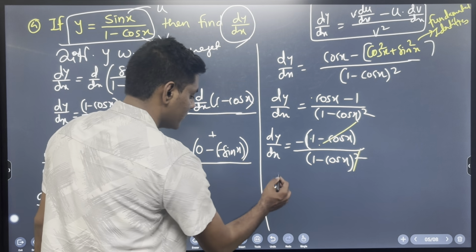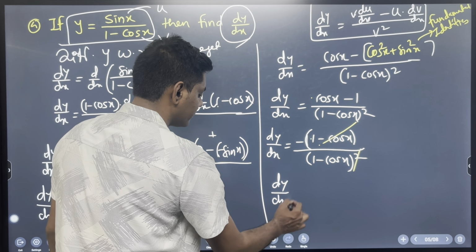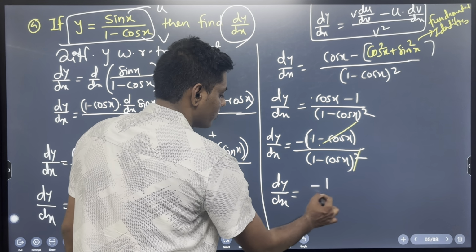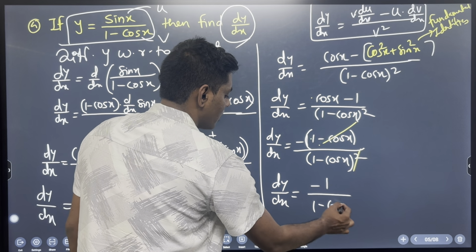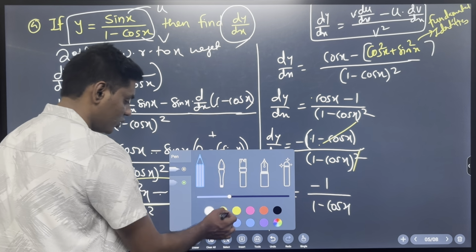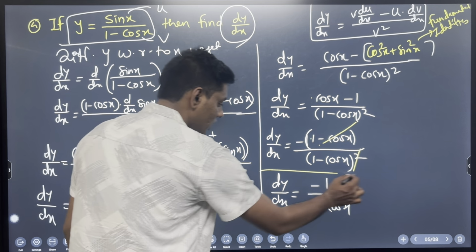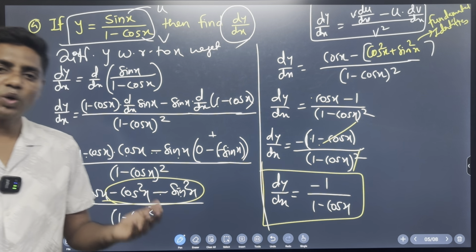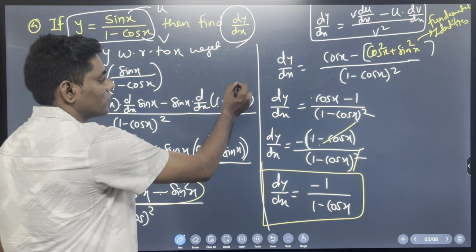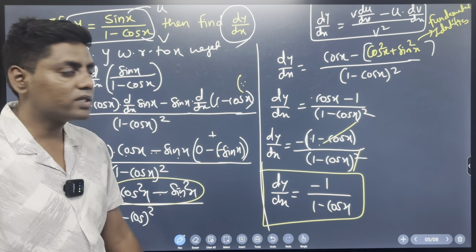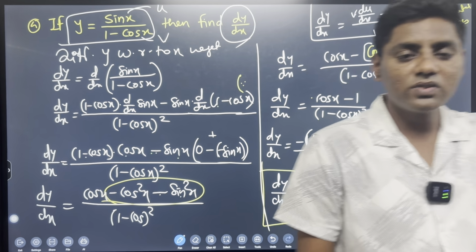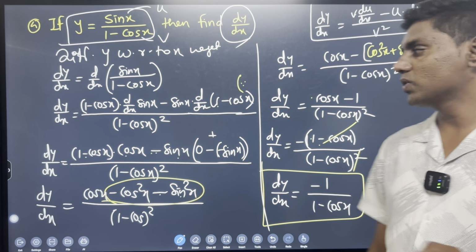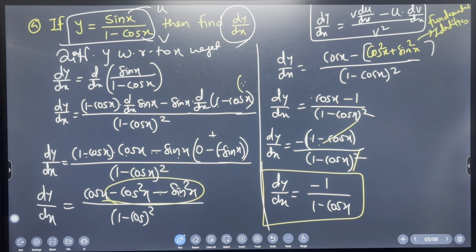So the remaining answer is dy by dx equal to minus 1 upon 1 minus cos of x. In such a way we solve the question that is based on the division property of derivative. Whenever you solve, write down which formula you used, that is the division property of derivative. Make sure to take a screenshot of the given example, note down the example, and remember the formulas.